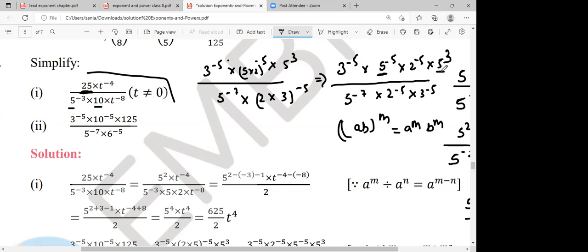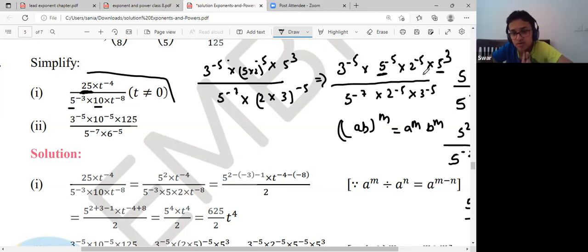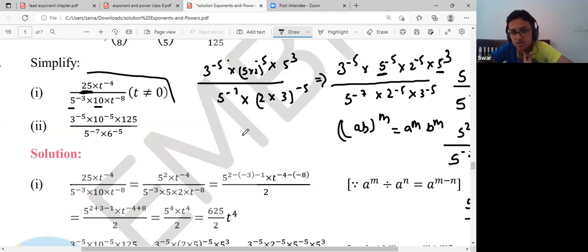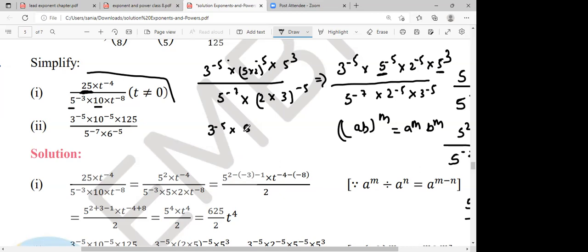Here, first of all, you'll solve these two. So 5 minus 5 plus 3, which is minus 2. So after that, 5 raised to the power minus 2. And 3 raised to the power minus 5, multiplied by 5 raised to the power minus 2.